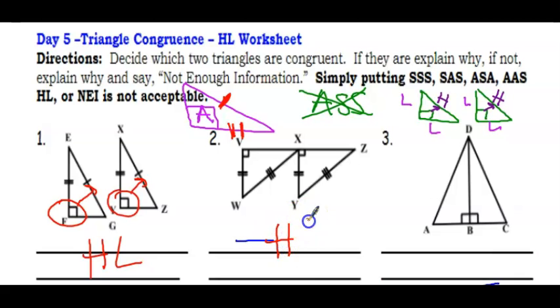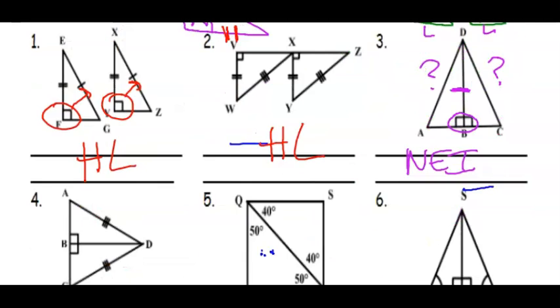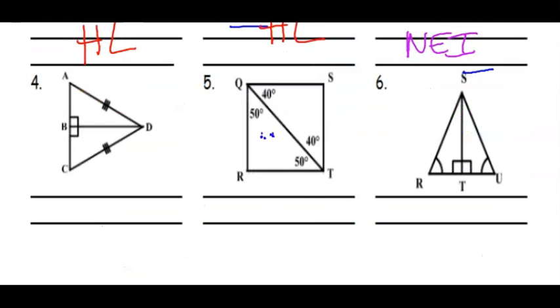Same with number 2. Number 3, we have the angles and we have this side, but we don't have the hypotenuse. Therefore, it's not enough information. Number 4, do we have the hypotenuse? Yes. Do we have the other side? Yes, they're the same, hypotenuse leg. Number 5, another tricky one, is 50 the same as 40? Nope, not enough information. They are not congruent.